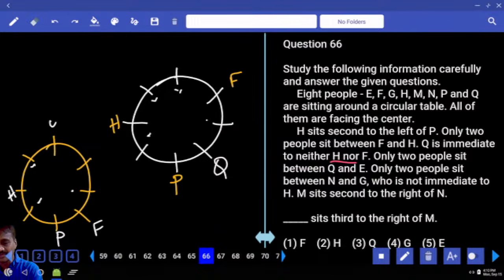Now, Q is not an immediate neighbor of H and F. Hence, Q can be either here or here. How many possibilities? 2 possibilities. In this case, we have got only one. What we need to do? Then we need to try to fix at this place, fix it and try here.